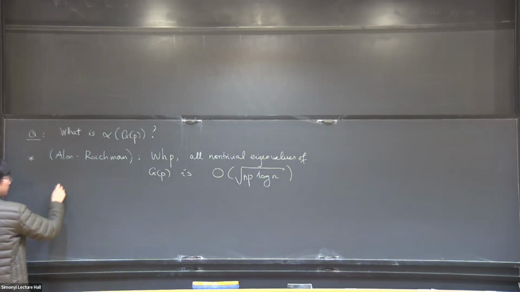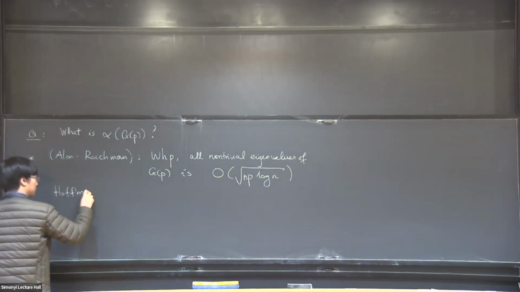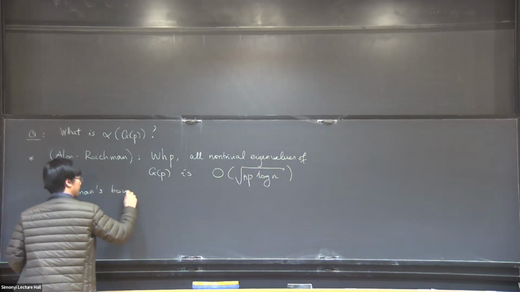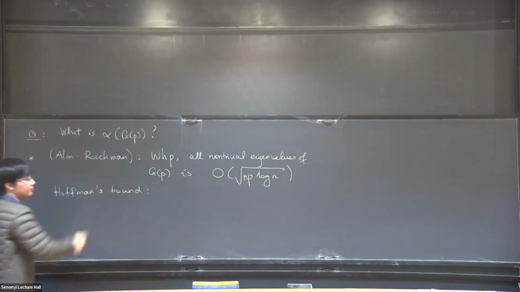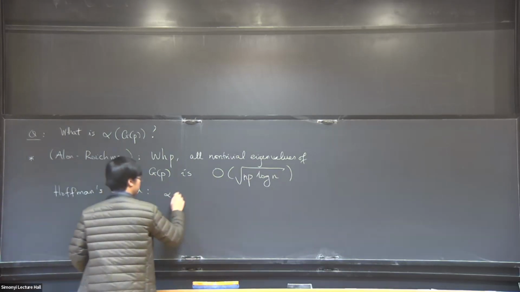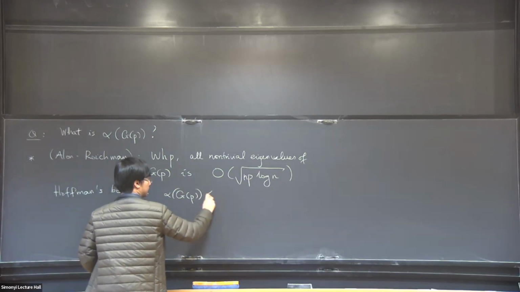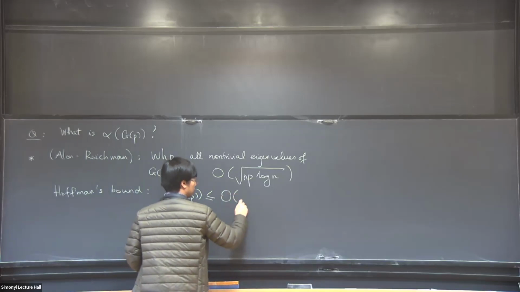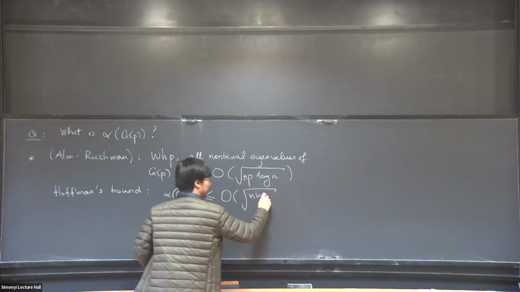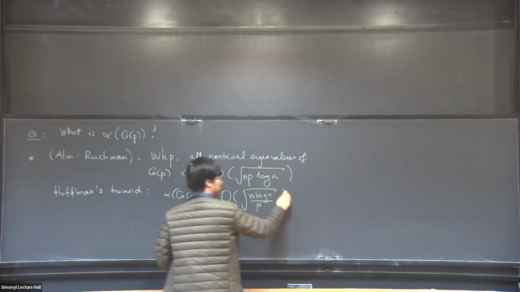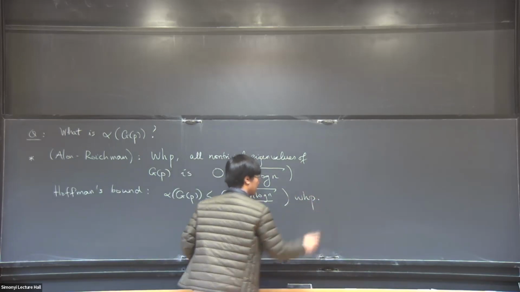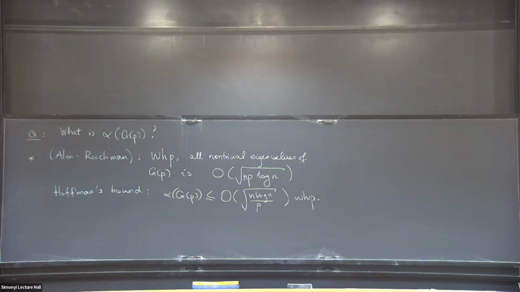And in particular, by Hoffman's bound, we can immediately put an upper bound on the independence number of G_p. So alpha of G_p is going to be at most big O of square root of n log n over p with high probability. And of course, even if p is a constant, we see that this upper bound is stuck at order around square root of n, which is what we expect if we only access the independence number via a spectral quantity.